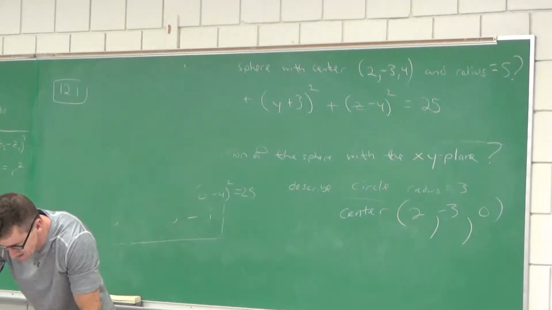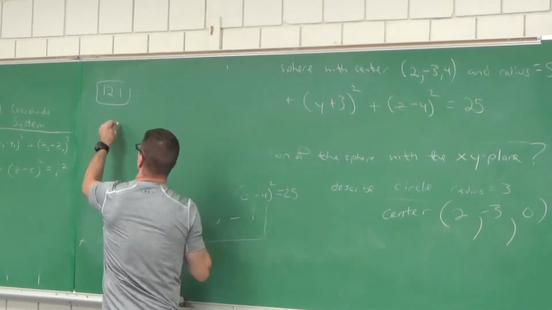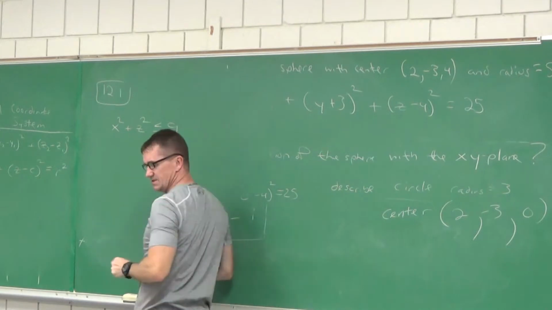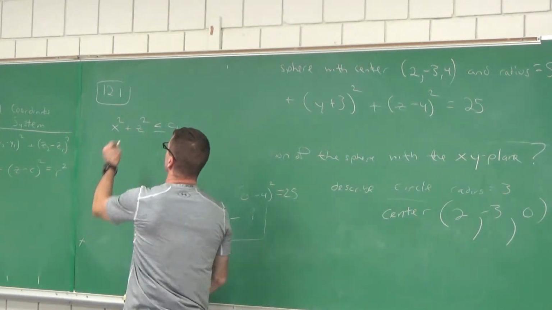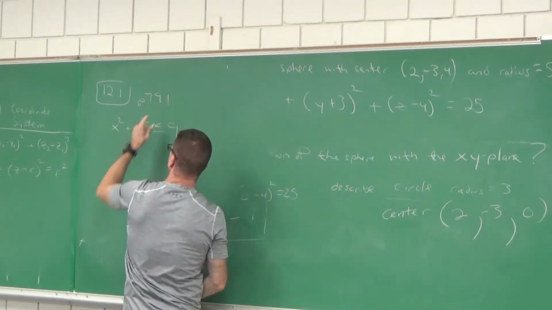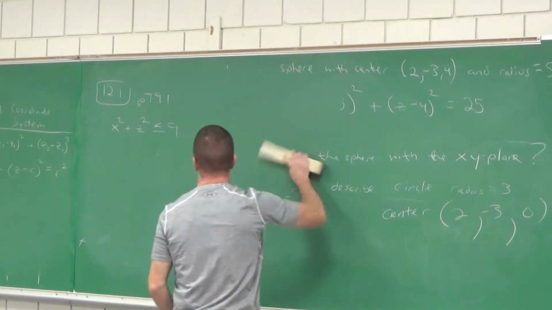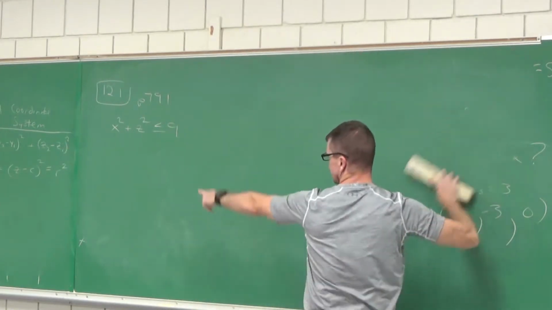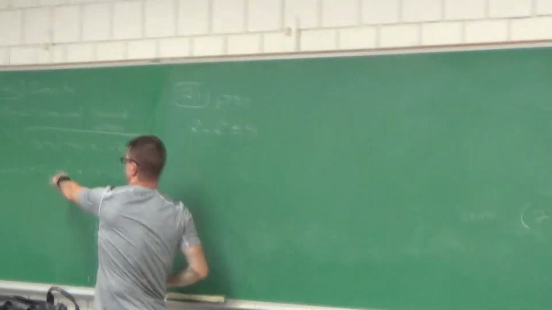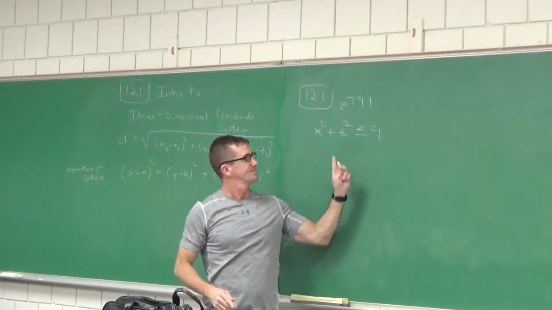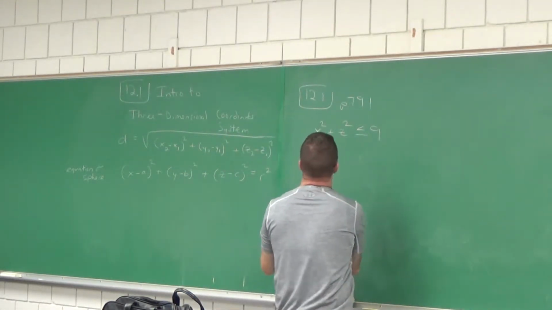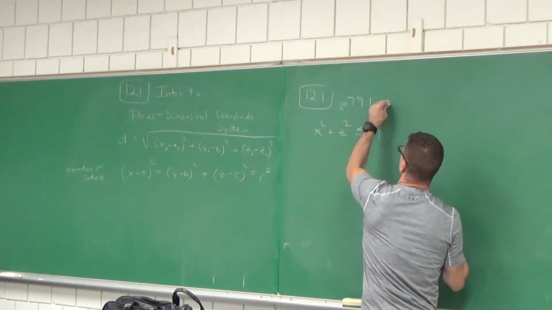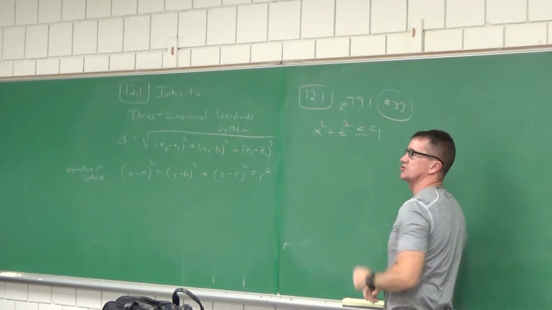Here it is. They wanted you to describe this. What page is this in, Professor? This is on page 791. They just want you to put in words what this is. So I just want to talk about it. I'll give you a heads up. That's a sphere equation, right? So this is not a sphere. That's the first thing. Page 791, problem number 33. They just want a description of this.